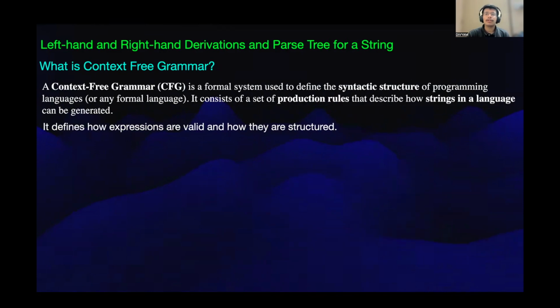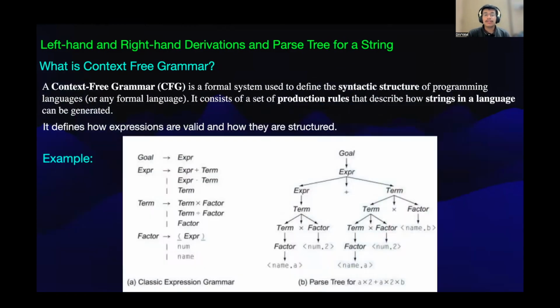It also defines how expressions are valid and how they can be created or structured. Let us see an example. This is a classic expression grammar. Here, the goal is converted into an expression, denoted by E.